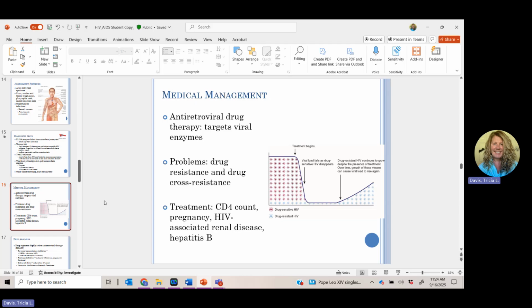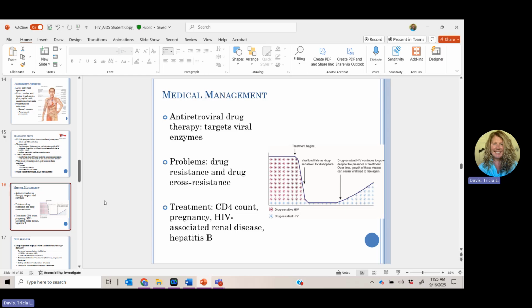So we're not just hitting it from one direction. We're hitting it from all the ways that this virus can replicate, which means that we have to have multiple drugs. Okay. What is the problem with this? So drug resistance, and then drug cross resistance, of course, is a problem. Other things we see, how we have to treat these patients.